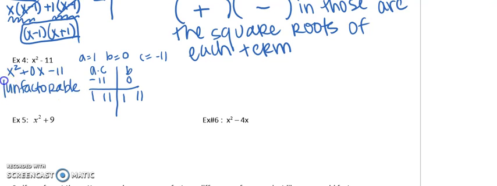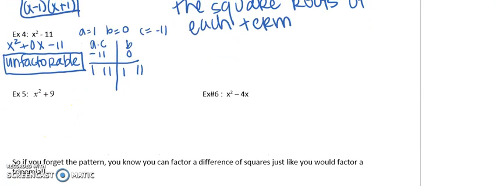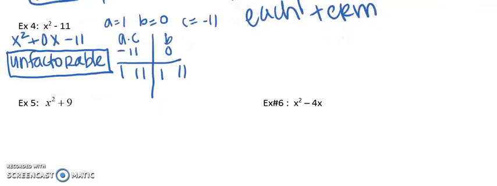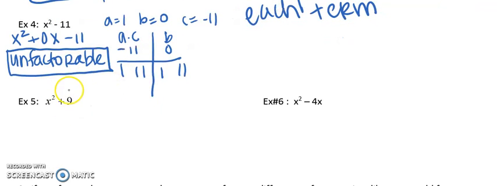So whether you're using the shortcut or doing it the long way, you should notice that you can't factor this one. Example 5 looks really promising because it's x squared plus 9, and those are both perfect squares. So you think that you might be able to do this, but let's investigate a little bit because there's a little something different about it.